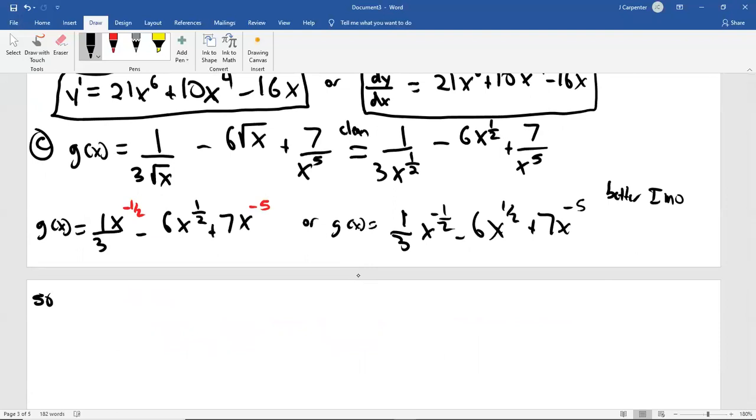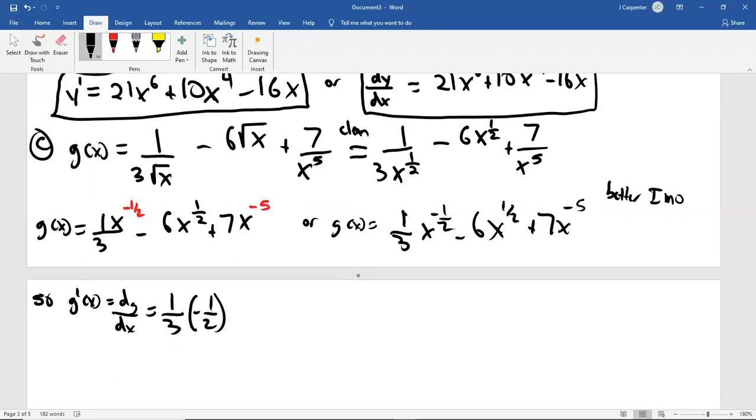So g prime of x, or dg dx, I'm going to write it both ways up front. Apply the power rule. So we leave the 1/3 in the front. Coefficients stay. But then we have a times. We're bringing the exponent out front, so this negative 1/2 becomes a multiplier. Because it's negative, since I'm putting it after, I need to do it with the parentheses. You could have put it in front to avoid that. It doesn't matter if it's 1/3 times negative 1/2 or negative 1/2 times 1/3.